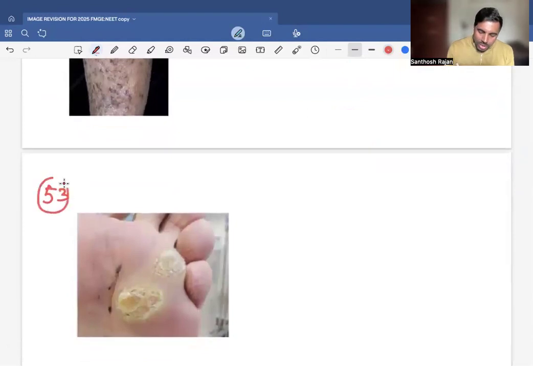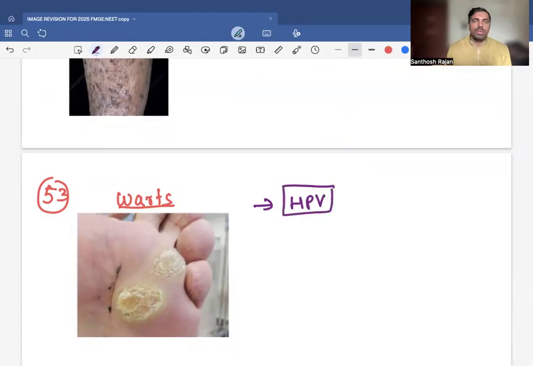Now, 53. Next one, you see a wart. This is simply just a plantar wart. When you see a wart like this, the thing that should come to your mind is HPV. Types 1, 2, 3 and many others are the initial types. So it is HPV, human papilloma virus.